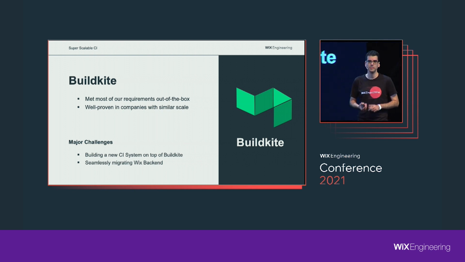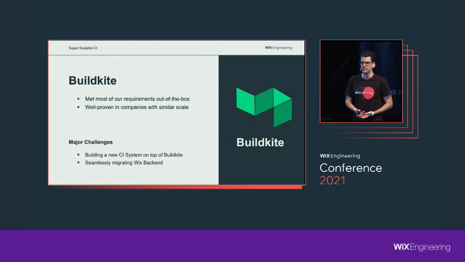One is building our CI system on top of Buildkite, and two is migrating everyone to the new system with no downtime. Now, you might ask yourself, why is the first challenge a real challenge?